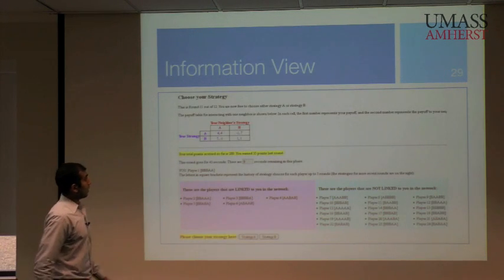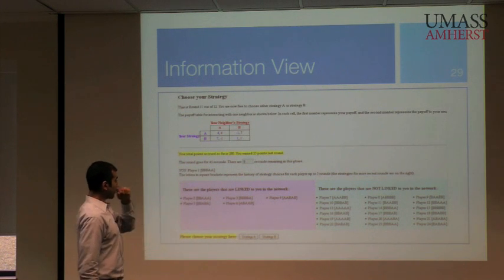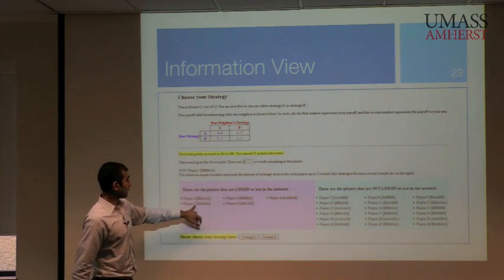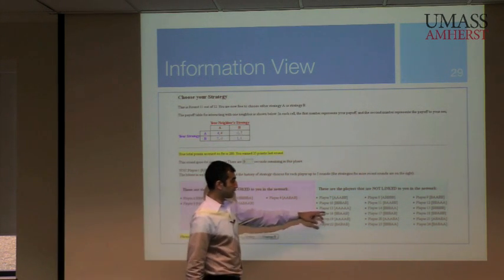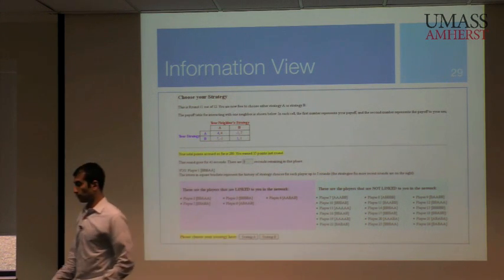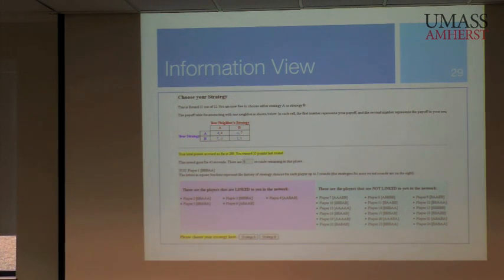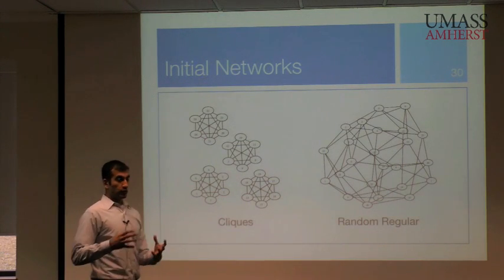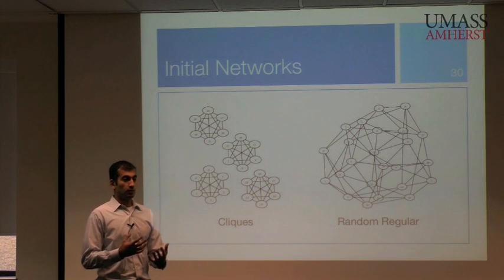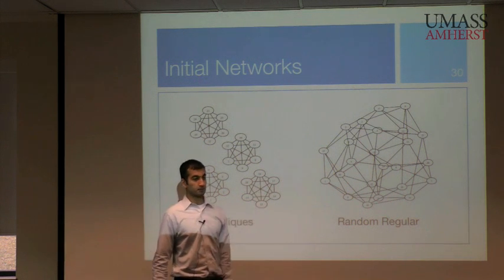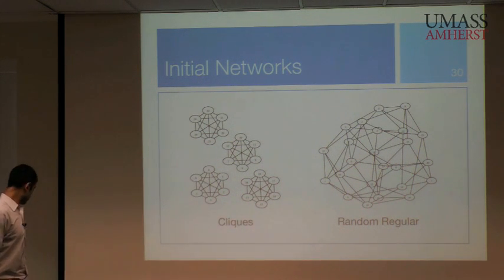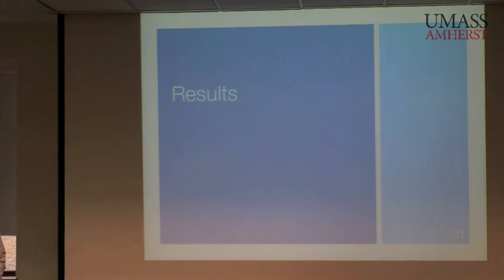And here's what they saw. This is the payoff matrix up here, so we didn't want them to have to remember it. These are the players that are linked to you and their last 5 rounds of behavior. These are the players not linked to you and their last 5 rounds of behavior. So that was the information question. Now, we needed to put them in networks just to get started, right? We need to just have them play with some people just to begin with. So we had 2 initial conditions, the cliques and the random regular. And after that, they could change. Okay, any questions about the setup before I give you the results?